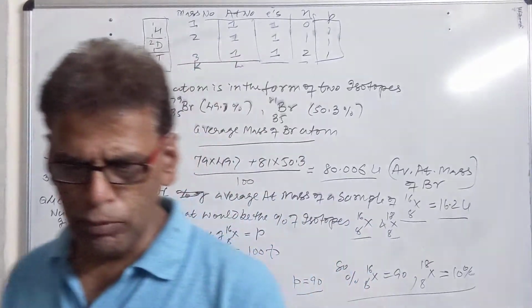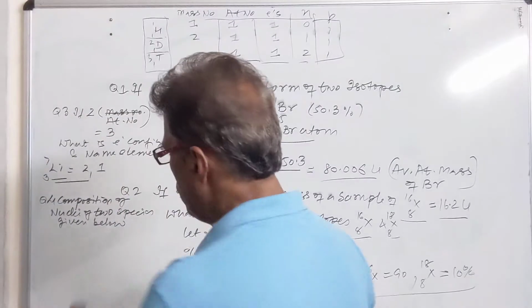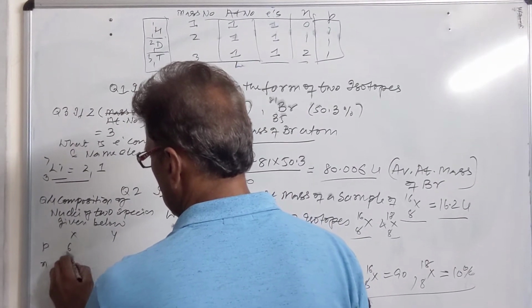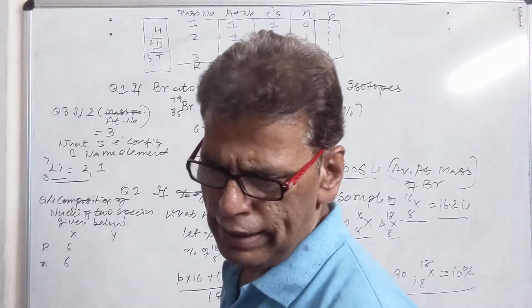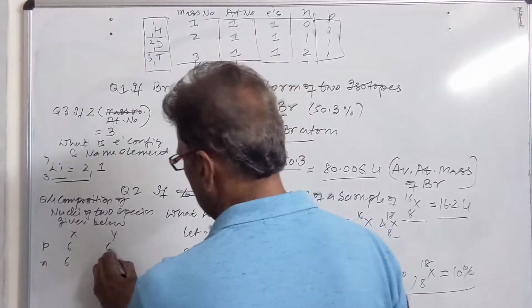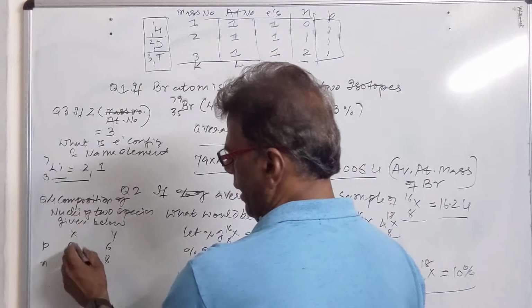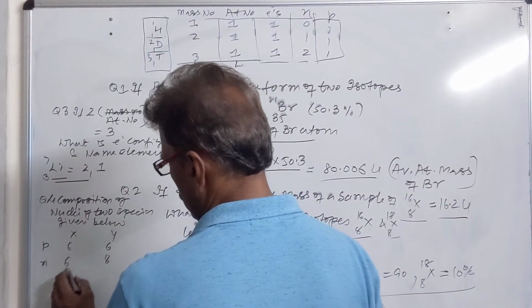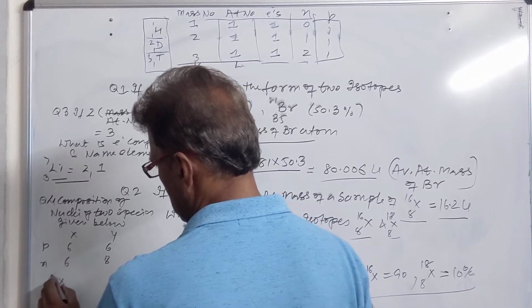We are given the composition, protons and neutrons, of two species X and Y. Protons and neutrons are 6 and 6 in this case. In case of Y, they are 6 and 8. So adding these two, we will get the mass number of these species. The mass number of this is 12.